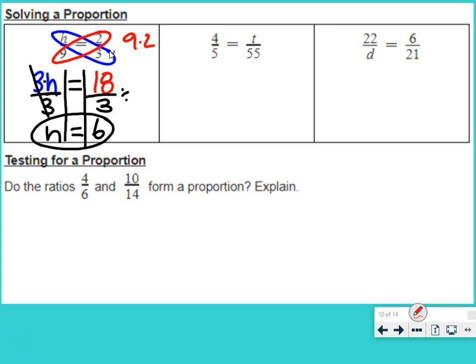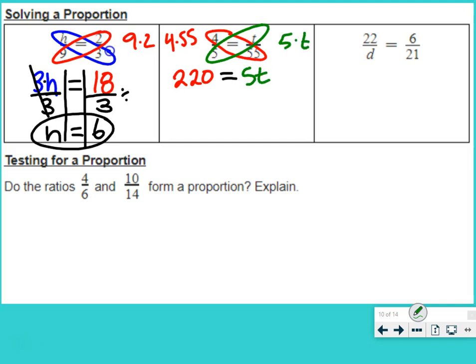Next example, we're doing the same thing. So do the first cross product, 4 times 55. If you need to, you can use a calculator during this time. And 4 times 55 is 220. Put an equal sign in the middle. And then do the other cross product. So we have 5 times t. 5 times t is just 5t.